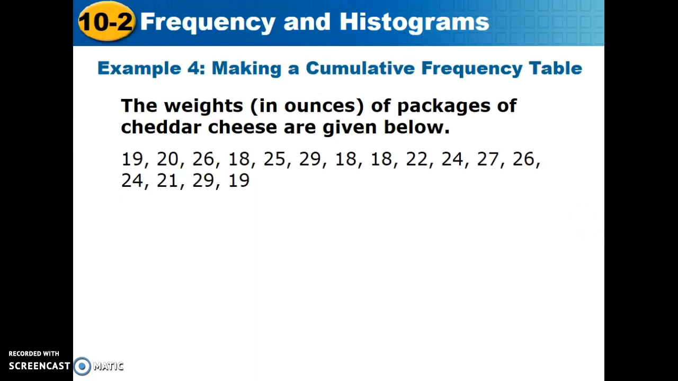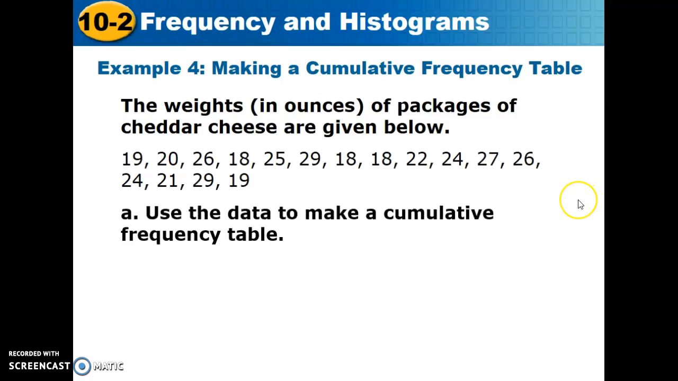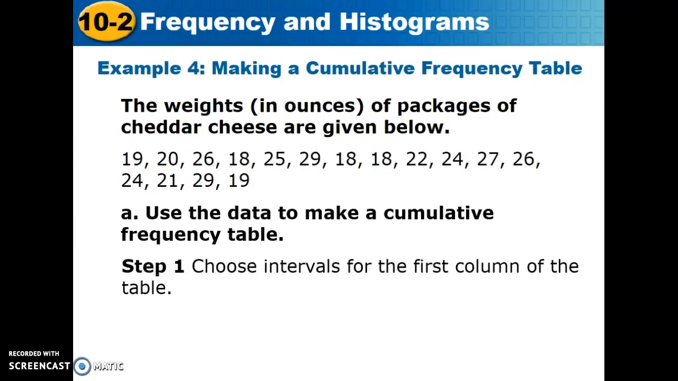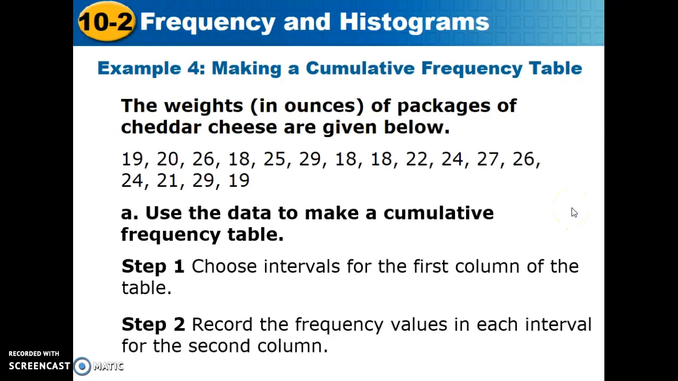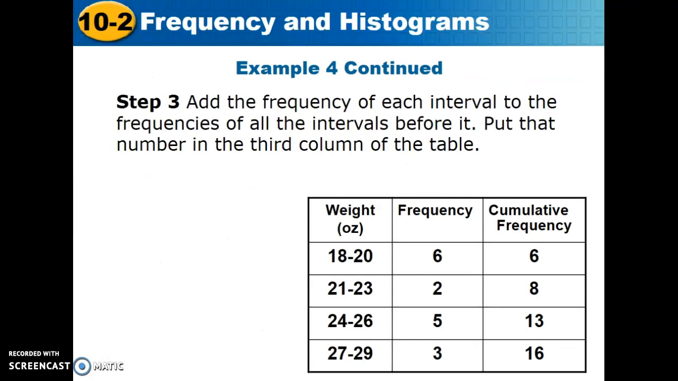So apparently we're at Tillamook Cheese Factory and we're taking data on all the packages of cheese that come out. Obviously they're going to vary. And we're going to make our frequency table and histogram and take that data and make our cumulative frequency table. We're going to choose intervals for the first column of the table, and we're going to record the frequency values in each interval for the second. Then add the frequency of each interval to the frequencies of all the intervals before it, and put that number in the third column. This is cumulative, meaning accumulating.